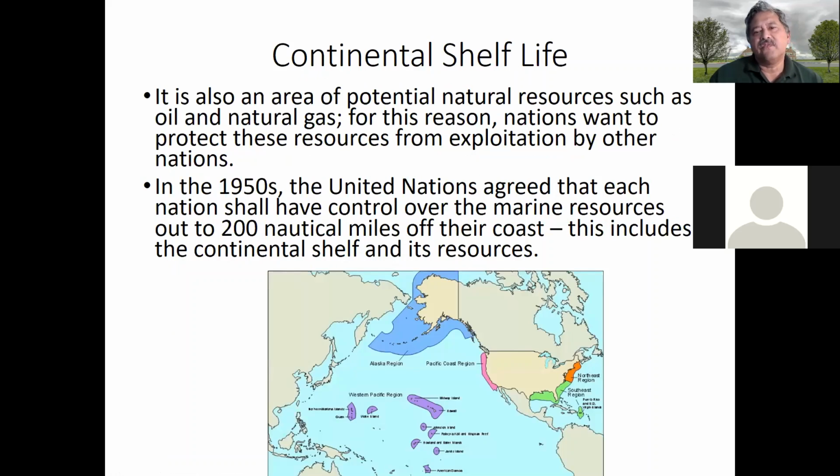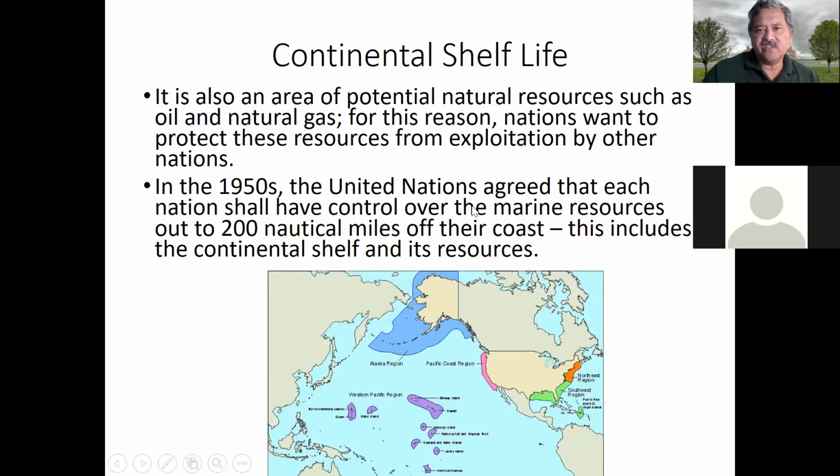The continental shelf is an important area because, as far as natural resources, this is where you get your oil and your gas. If you've ever driven up the California coast or the Texas coast, you could see oil rigs out there. On the Louisiana coast, you can see all those oil rigs out there in the ocean. So it is an area of potential natural resources such as oil and natural gas. For this reason, nations want to protect these resources from exploitation by other nations.